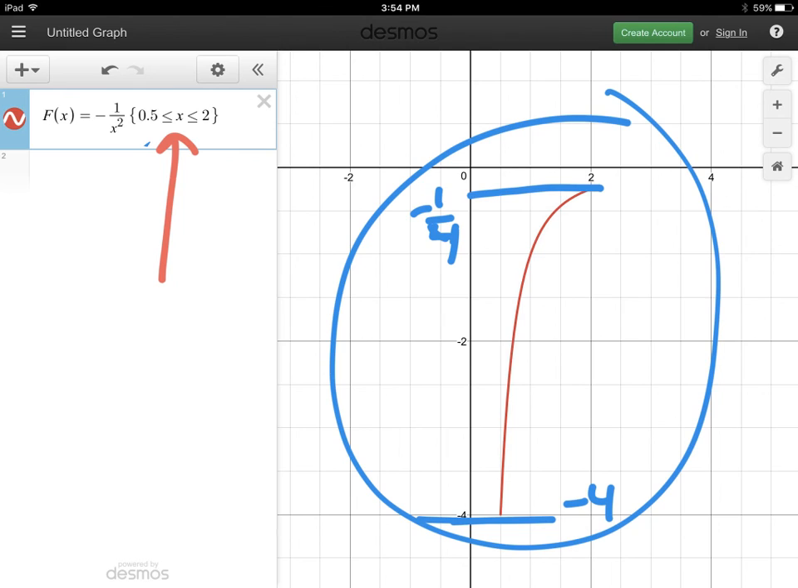You test the derivative, look for places where it's 0 and places where it's undefined, and those values have to be in the domain, otherwise they're not useful to us.